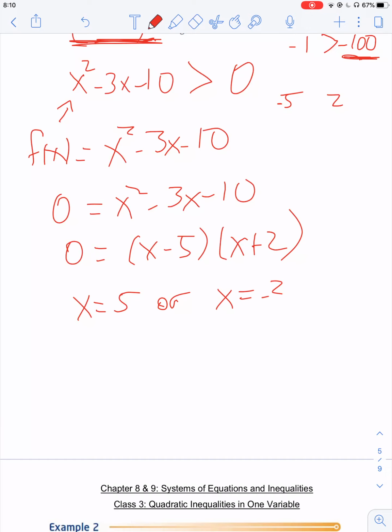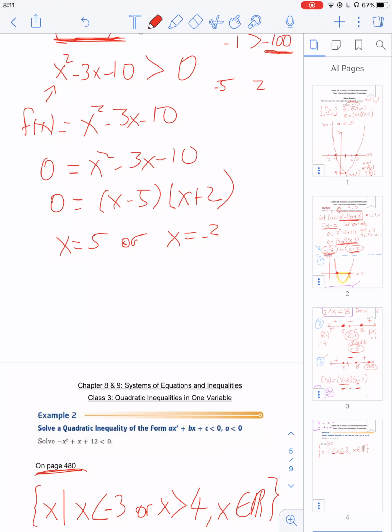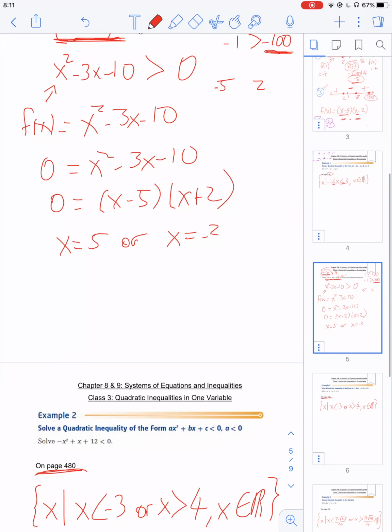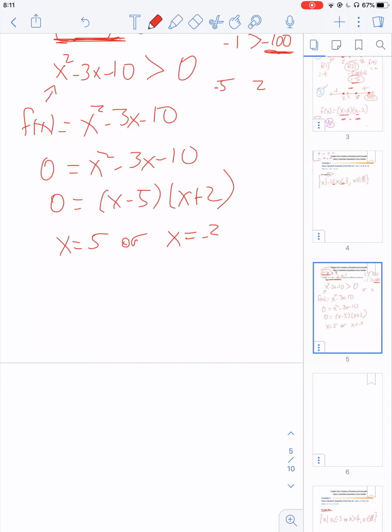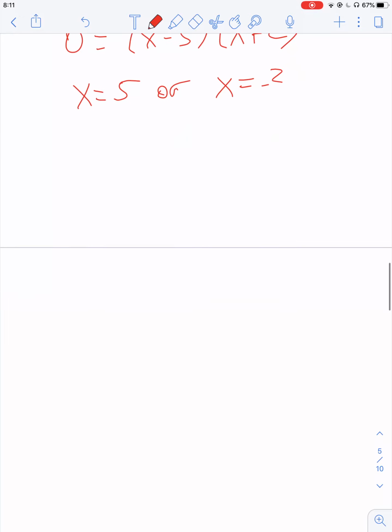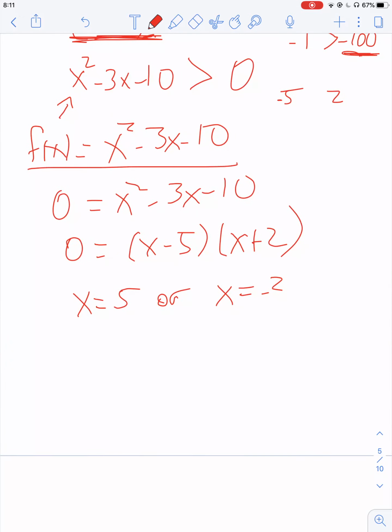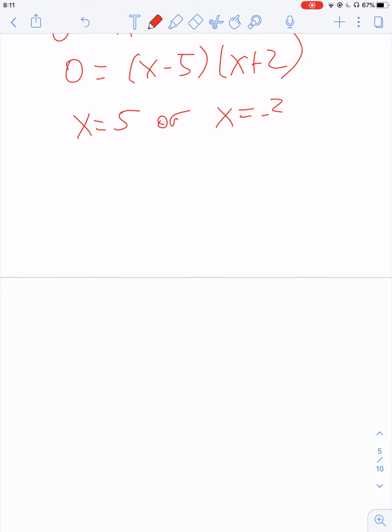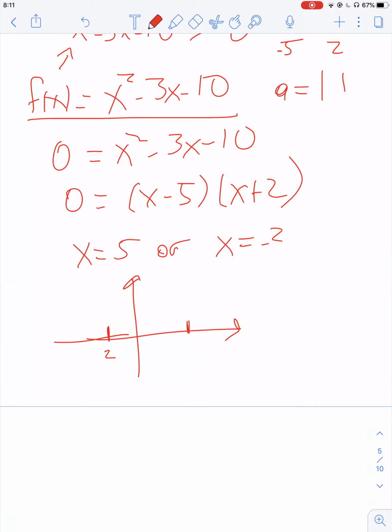So graphically, let me add a new page. What will happen is if I graph this function, remember, this is the function that I'm focusing on. My a value is positive, it's actually equal to 1. And if I graph this, I'm going to get something like this. One of my roots is at minus 2, the other one is at 5. And because my a value is positive, my parabola opens upwards. Don't worry about the P and Q, you're just sketching.